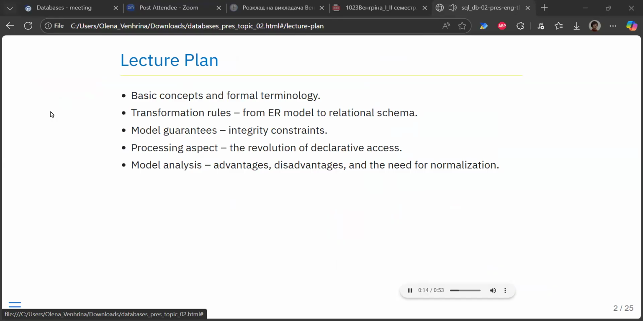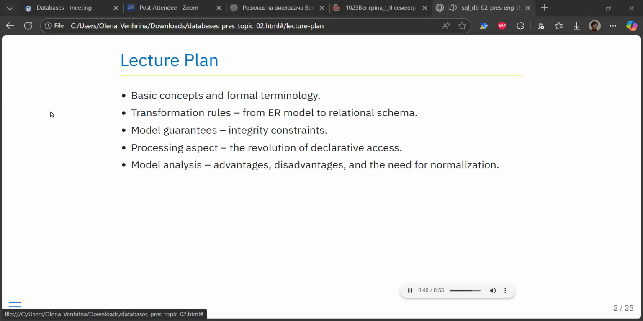Next, in the second section, we will look at the practical core of the lecture. A clear algorithm that shows how to turn a diagram, which we met last time, into a set of correct tables. In the third section, we will discuss the guarantees provided by this model. That is, what mechanisms exist to protect data from corruption or loss of logical links. After that, we will look at how this model manipulates data and what the revolution of the declarative approach was.